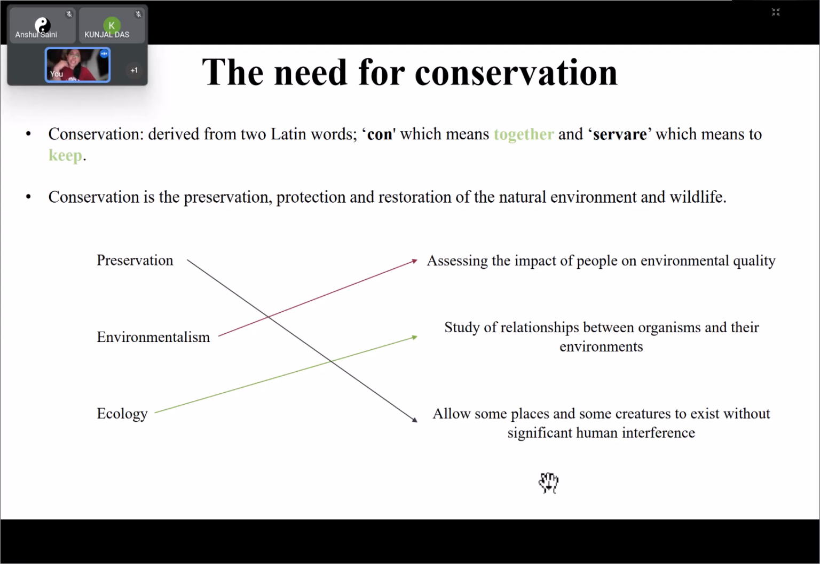And ecology, as a standalone field, is the study of the relationship between organisms and their environment. That gives you the basic information. But when you put into action and take measures to upkeep those interactions, that's conservation. So preservation, environmentalism, and ecology are similar terms, but you need to remember they are very different from conservation.